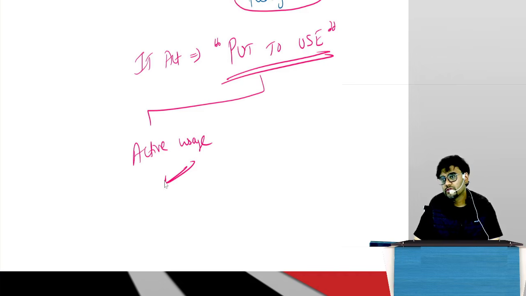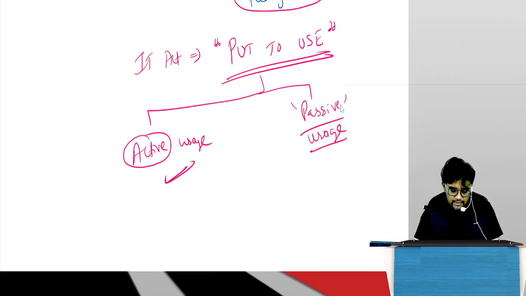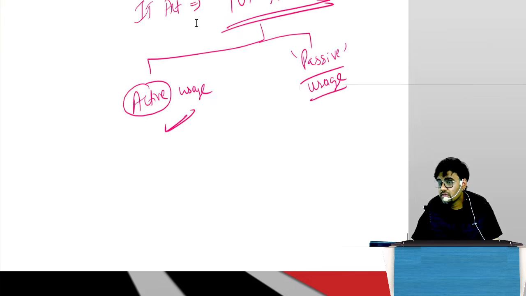The issue went to court. And the court will define what you mean by put to use. They said put to use will be active use also, passive use also. They came out with a new concept called passive usage. Passive usage are these things which can be used anytime and which are very much required for emergencies. Example, fire extinguisher.